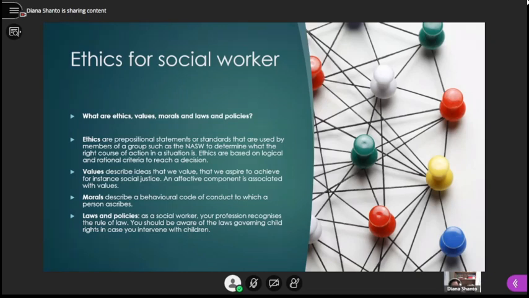Morals describe a behavioral code of conduct to which a person ascribes, and laws and policies. As a social worker, your profession recognizes the rule of law. You should be aware of the laws governing child rights in case you intervene with children. Donc, laws and policies. Laws, ça veut dire, on vous dit, peu importe ethics, mais ce qui est encore plus important, c'est the laws. Des fois, il y a un conflit entre the law and ethics, mais c'est sûr que the law qui aura plus de points.